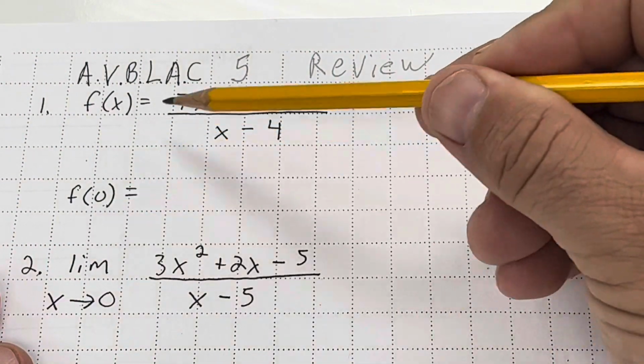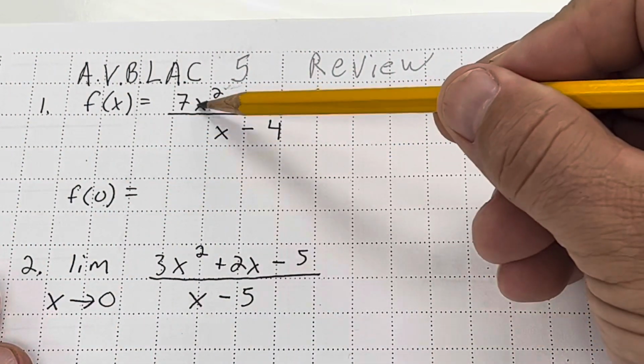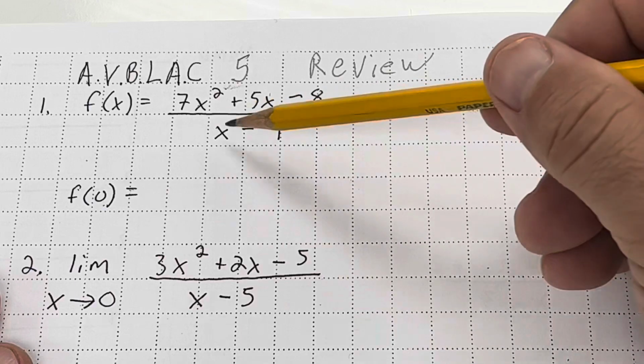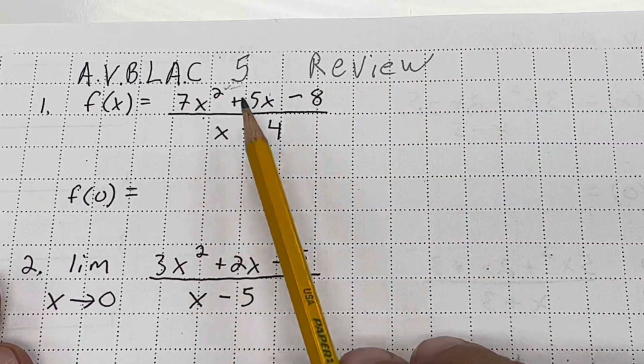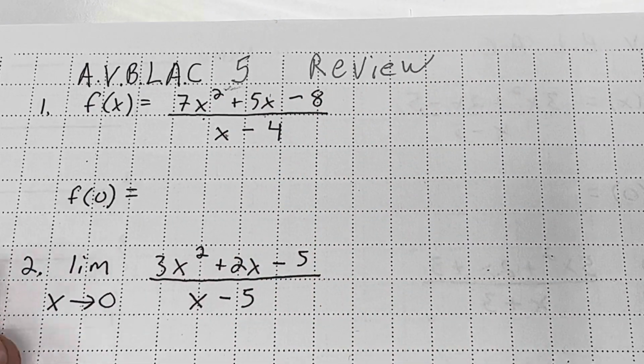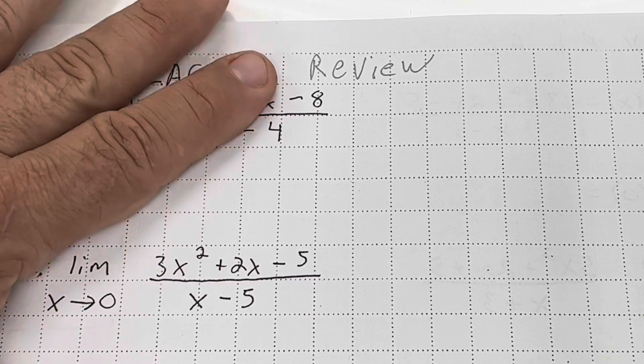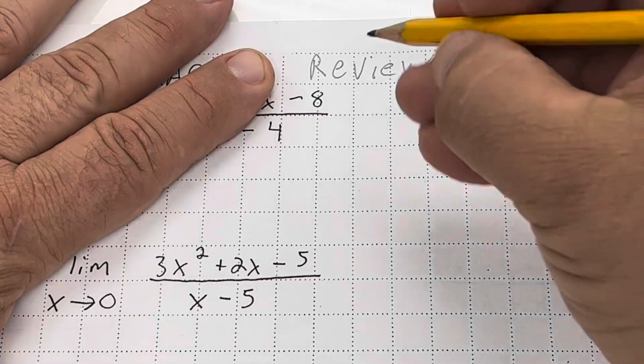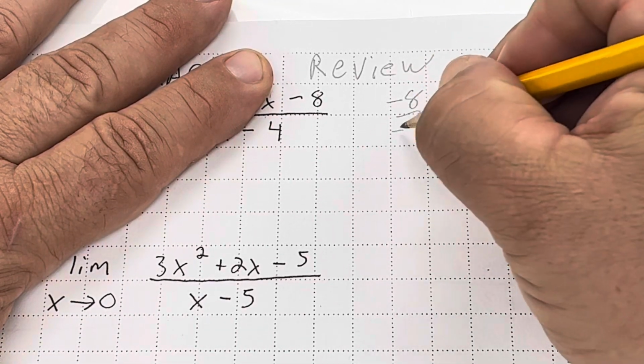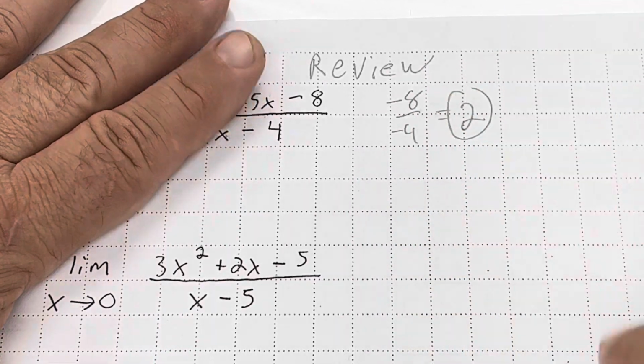f(0), this isn't calculus, this is just algebra. I'm going to plug a 0 into wherever there's an x. So that means this would be 0, this would be 0, and this would be 0. So a quicker way of doing that is just hiding all the x's. And notice you'll get -8 divided by -4. And that will equal just 2.